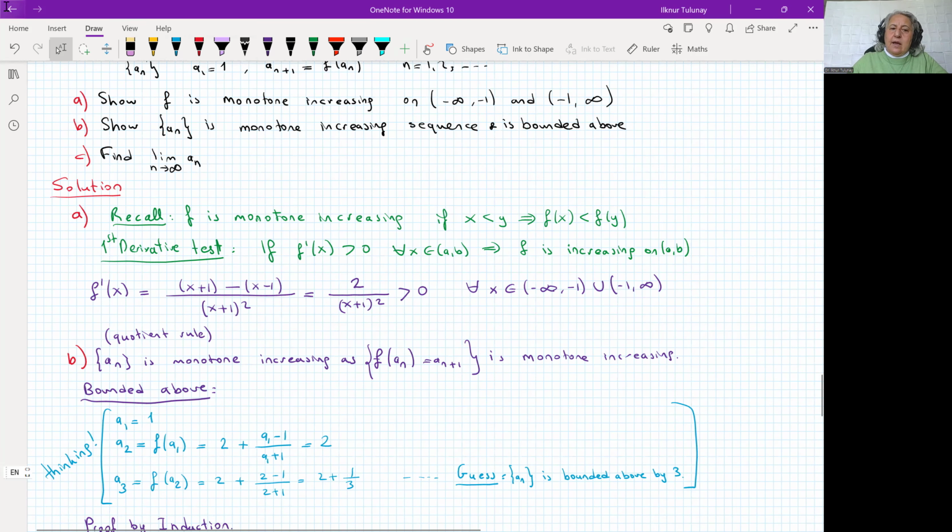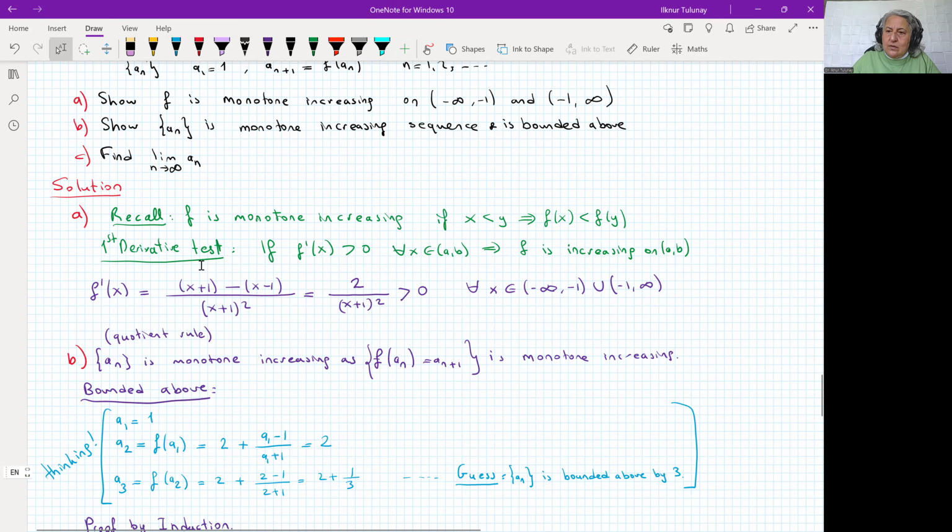Now this green area, I just would like to recall what it means. If you have a monotone increasing function, by definition, x smaller than y implies that f(x) is smaller than f(y). So this is the definition, and we have a test for it. If the first derivative is bigger than 0, is positive, for all x in the interval that you're dealing with, then it implies that f is increasing in the interval.